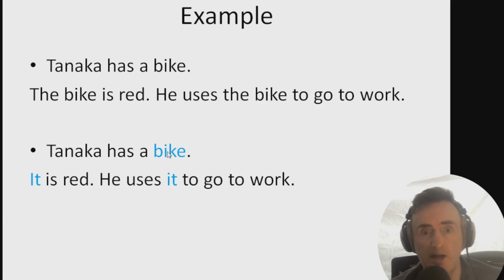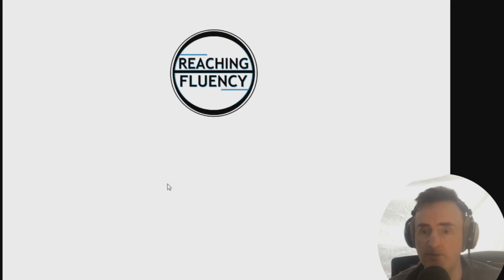So Tanaka has a bike, it is red, he uses it to go to work. So you can see we've swapped it. So now that sentence, this last little sentence here, he and it, two pronouns, but because of the context, we know Tanaka is the he and the it is the bike. So it's a bit confusing at first, but you will get used to it very quickly.